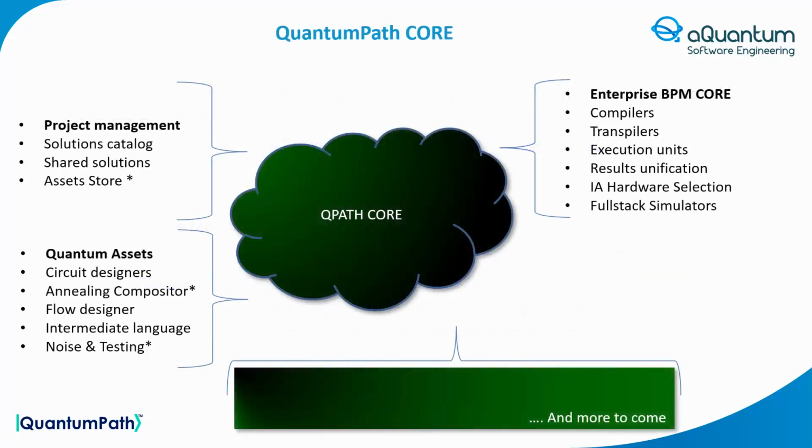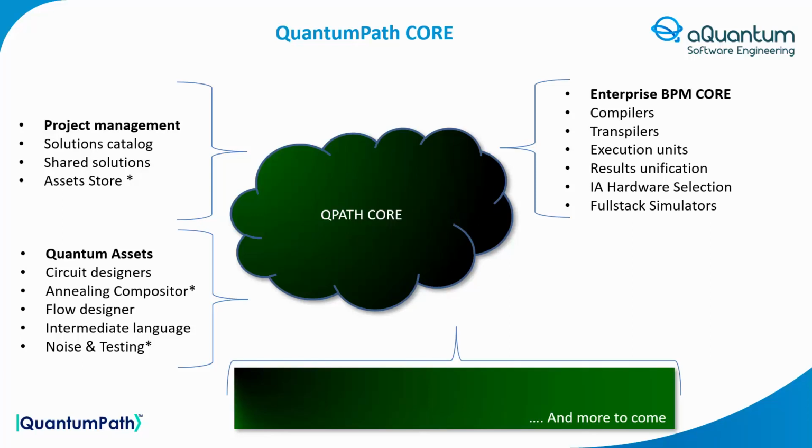Well, remembering QuantumPath is a big ecosystem with a QuantumPath core and around that a big ecosystem of enterprise tools that let us create complete quantum enterprise solutions. The QuantumPath core is the most important piece of the QuantumPath technology. The QuantumPath core provides the project management tools, for example, the solutions catalog. Inside the solution catalog, we can then create different quantum assets in order to solve different quantum problems with the different approaches we have today.